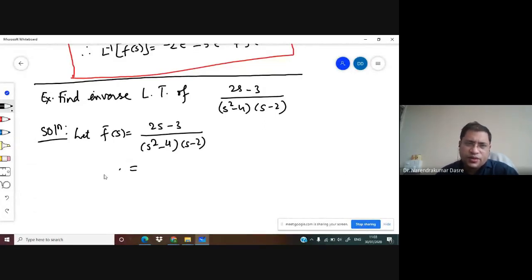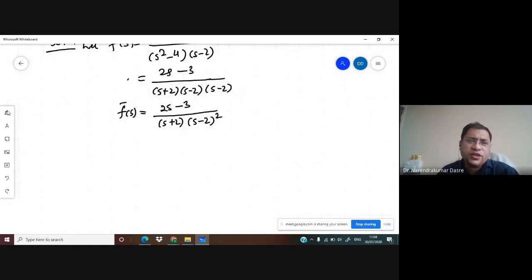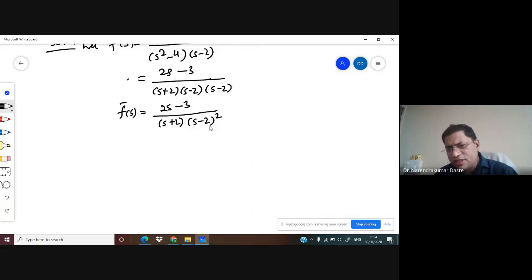So actually it is 2s minus 3 upon (s plus 2) into (s minus 2) bracket square. So this is f bar of s. That means this is the case of a linear repeated factor. This is a linear factor which is repeated 2 times, and hence we have to be careful. So this is your equation 1.